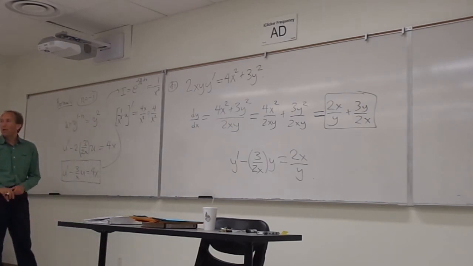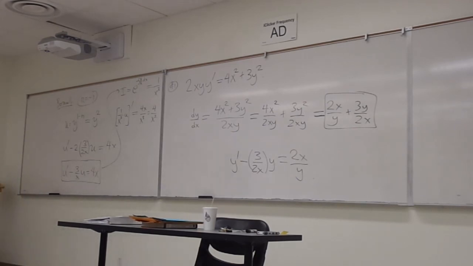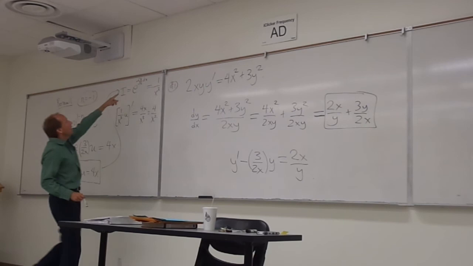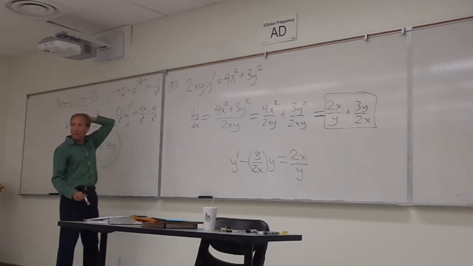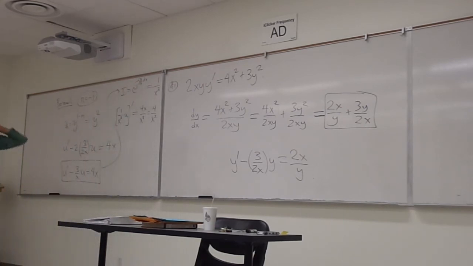Okay? Let me know if I'm going too fast here. Why is it 1 over x cubed and not just x cubed? It's because of the minus sign. Oh, yeah. Yeah, the minus sign causes that to happen.